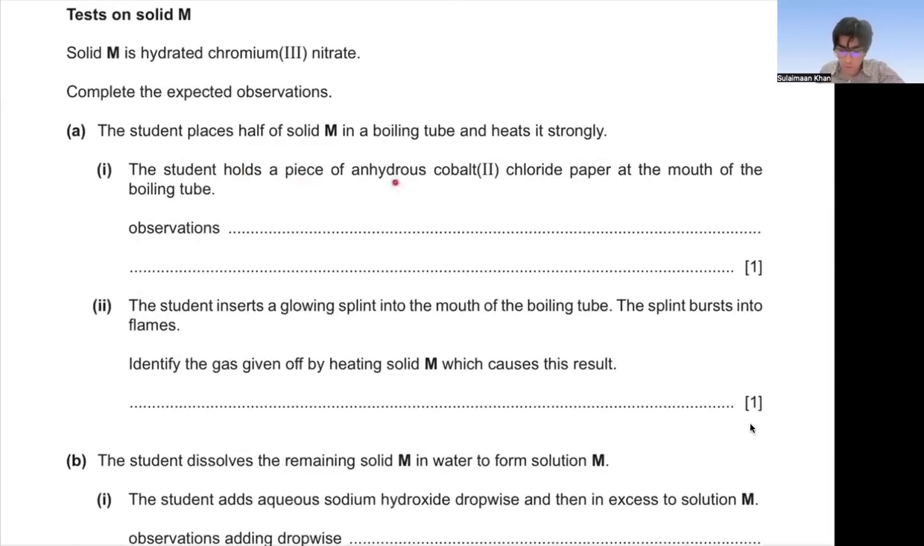Okay, the student holds anhydrous cobalt chloride paper at the mouth of the boiling tube. He heated solid M strongly. If he heated it strongly, it's saying it's hydrated, so the water of crystallization will leave. And if the water evaporates and you use anhydrous cobalt chloride, it's going to go pink. Yeah, it goes from blue to pink.